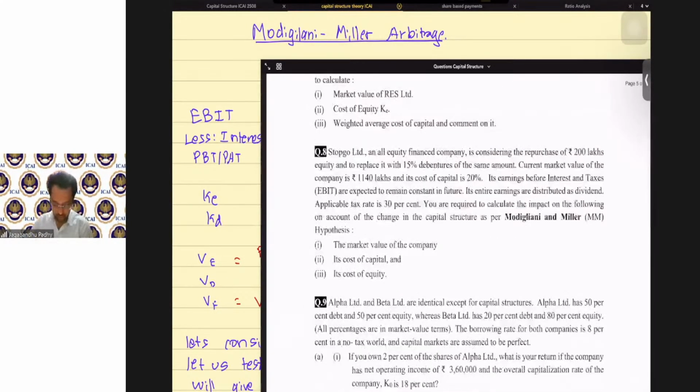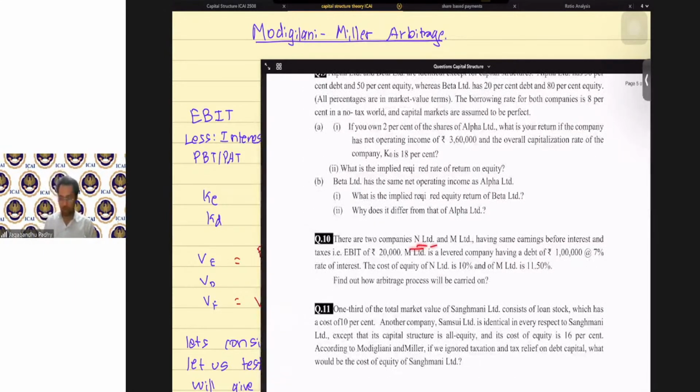So we had this question wherein there were two companies, N Limited and M Limited. They were having the same earnings before interest and taxes. They were having an EBIT of 20,000. M Limited was a levered company which was having a debt of 1 lakh, carrying an interest rate of 7%. And N Limited was an unlevered company, whereas N had a cost of equity as 10 and this has 11.5. And we were supposed to know how the arbitrage process will be carried out.